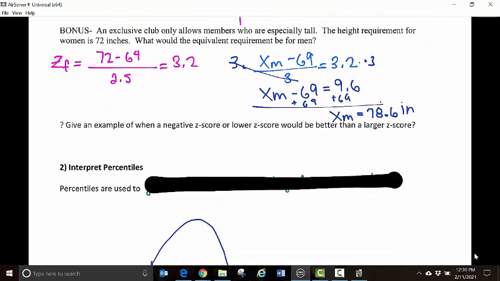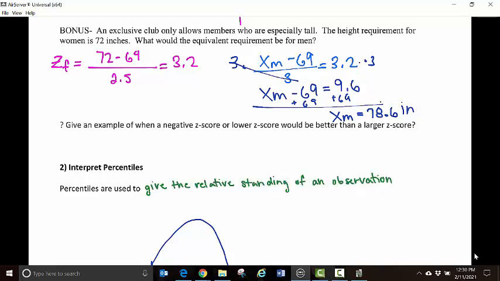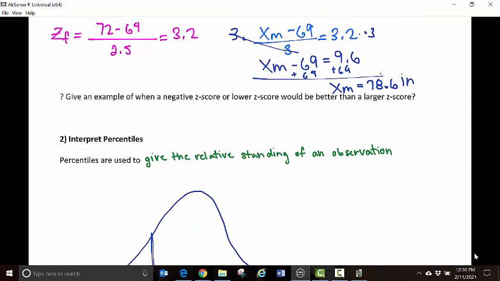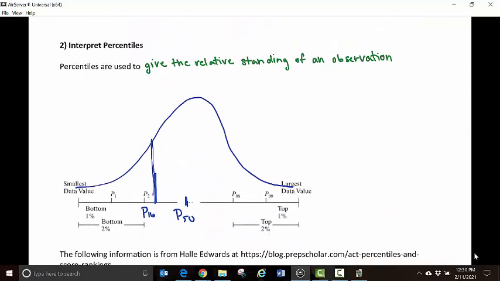We're going to talk about percentiles. Percentiles are used to give the relative standing of an observation. Okay? So, if you are the 50th percentile on your ACT score, that means you scored the same score or better than 50% of your peers. Percentiles go to the left. It's percent, and the L is to the left of the cutoff.